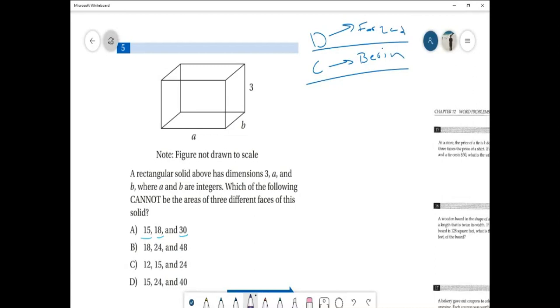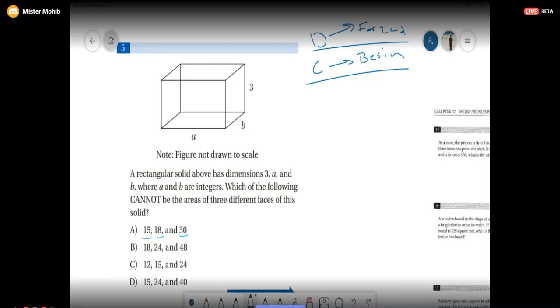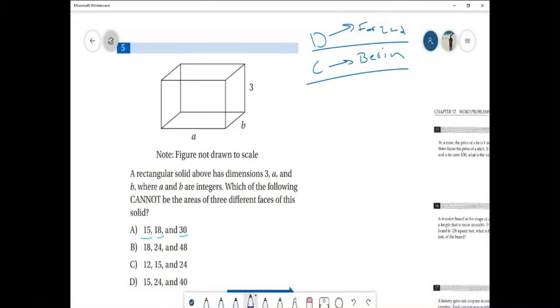Let's find it. What did you say? D, because all 3 of them should be a multiple of 3. Teacher, I said C. So this is Farzad, okay. Farzad says C. And Berin says C, okay.